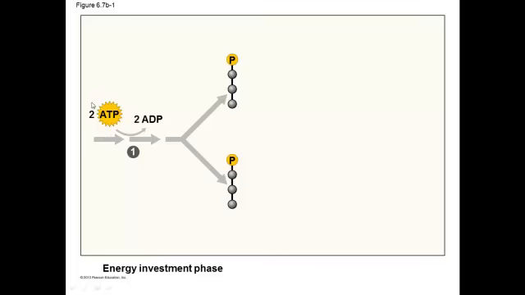Remember, the first step requires ATP, so your body uses energy in order to break that glucose molecule into 2 3-carbon molecules. In the process, extra phosphate groups are added to one end of each of those molecules.